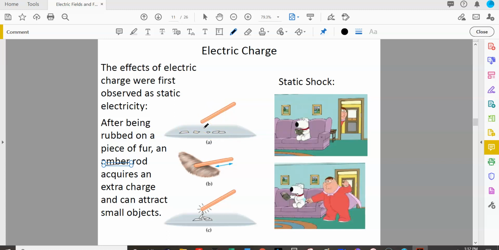So what have you done in both situations where you rub this amber rod with a piece of fur, and now it's actually able to pick up objects, little pieces of paper? And also, how is it that your brother who rubs his feet against the floor is able to shock you? So that is called charging, and it's also called charging by friction.